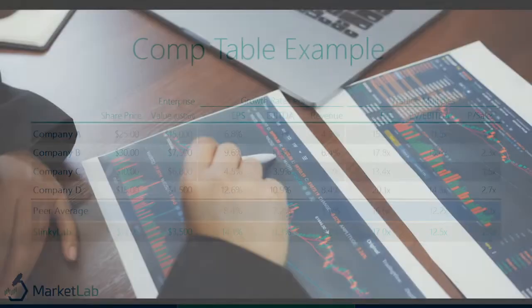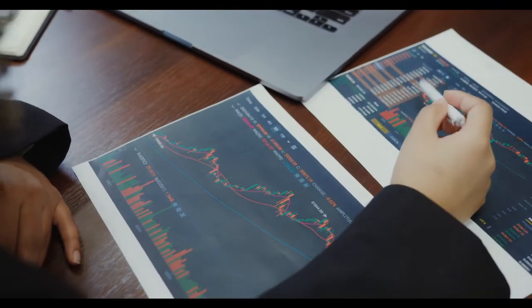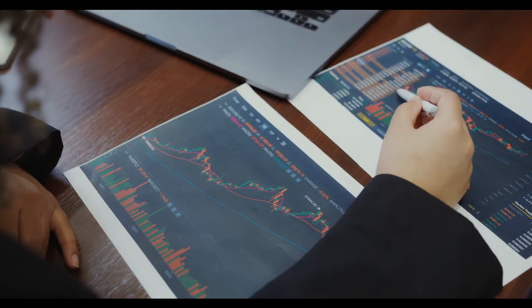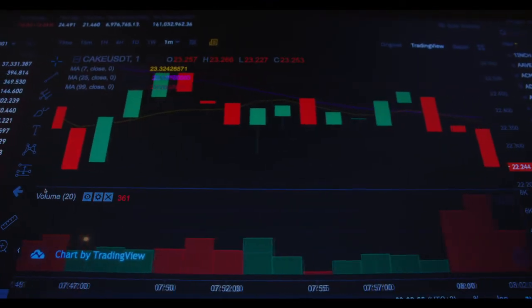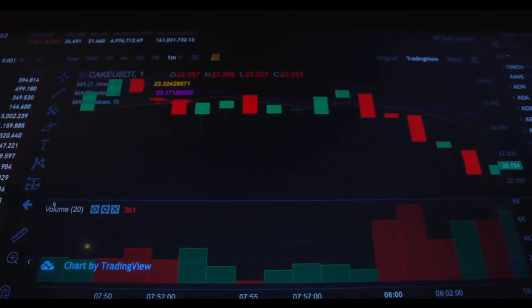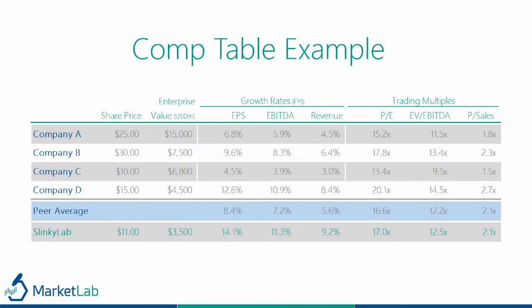For all we know, the market could be factoring in a lawsuit, a labor dispute, or a missed future product cycle that doesn't make its way into the numbers until a few years out. While it looks like there could be an opportunity here to buy Slinky Labs shares at a discount, an investor's first thought should be to investigate if there's a reason for this discrepancy.